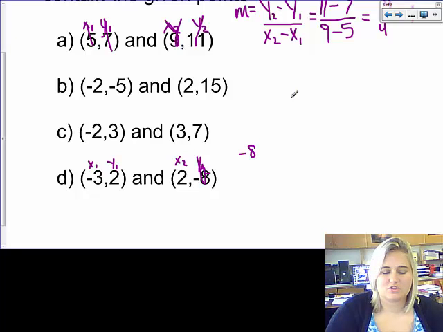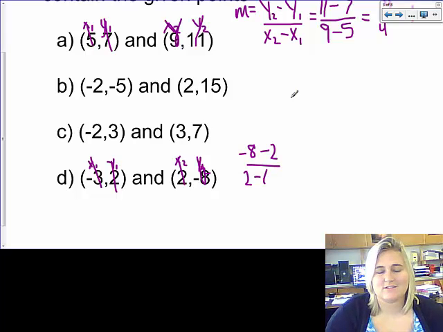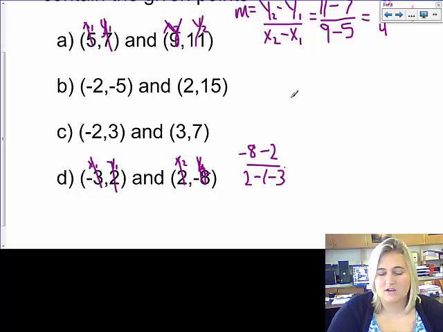Minus y sub 1, which is 2, over x sub 2, which is 2, minus x sub 1, which is negative 3. This is another reason why it's very important to plug into the formula, because we sometimes forget about a negative whenever our coordinate has a negative and there's a negative in the problem. Okay, we have to make sure that we're very careful about that.